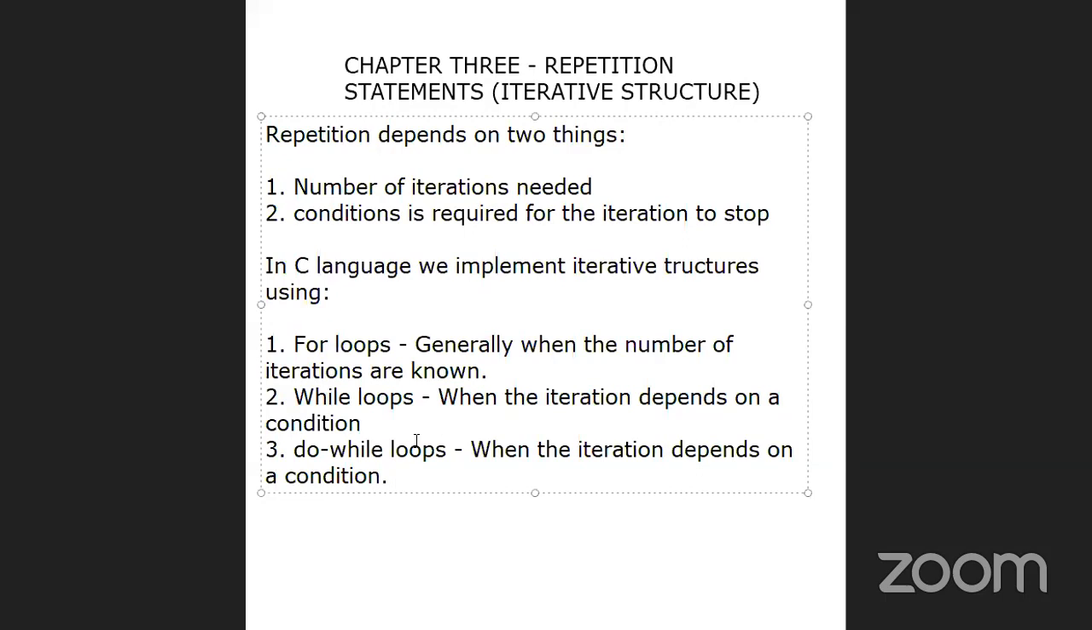So I'll just go through this again with you. From the beginning of the chapter, we're considering repetition statements. There are certain times you want to perform a task and have it repeated a number of times, which you can also do with C programming. It depends on two things: the number of iterations you need to carry out, and the condition required for that iteration to stop.